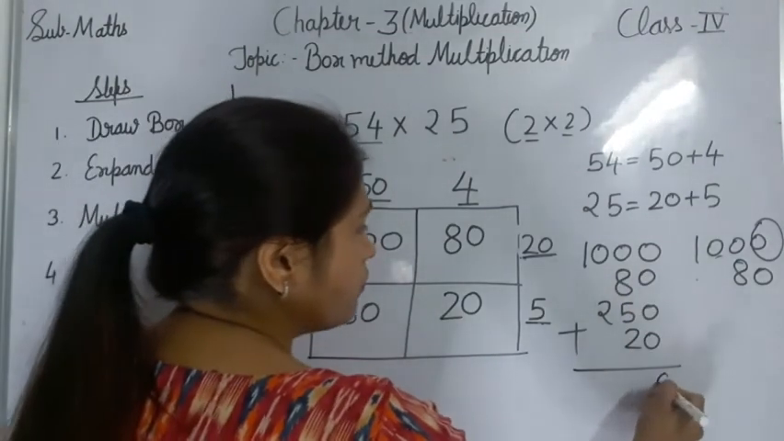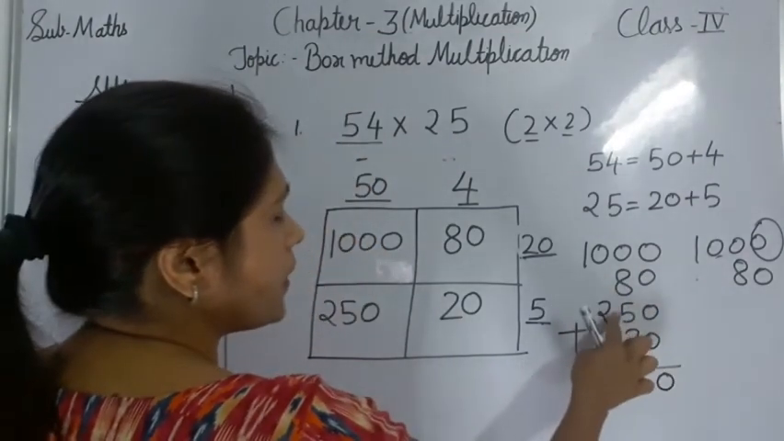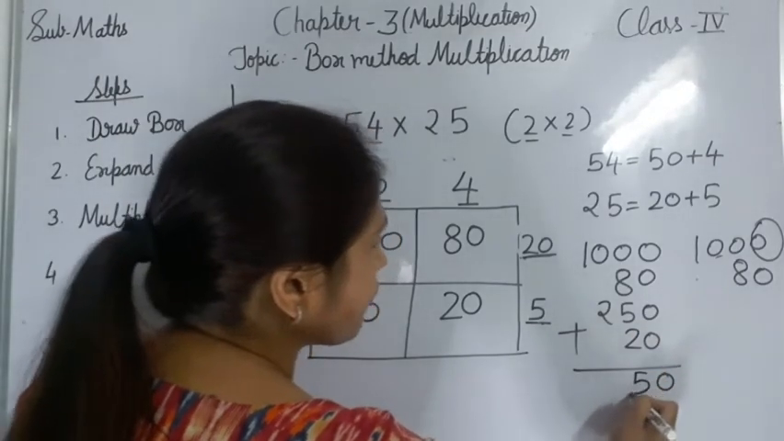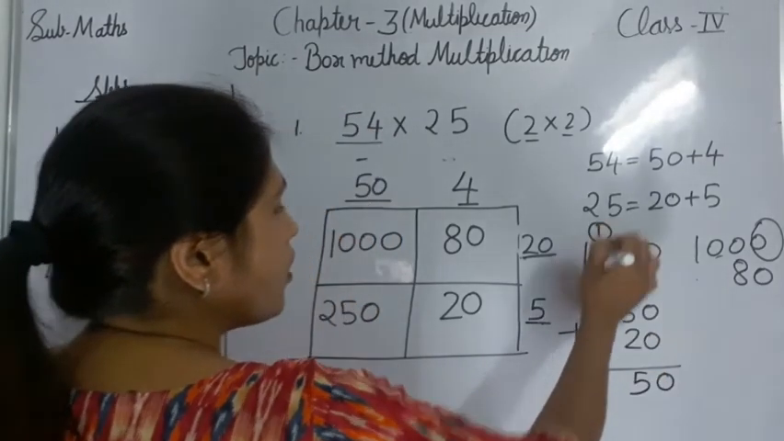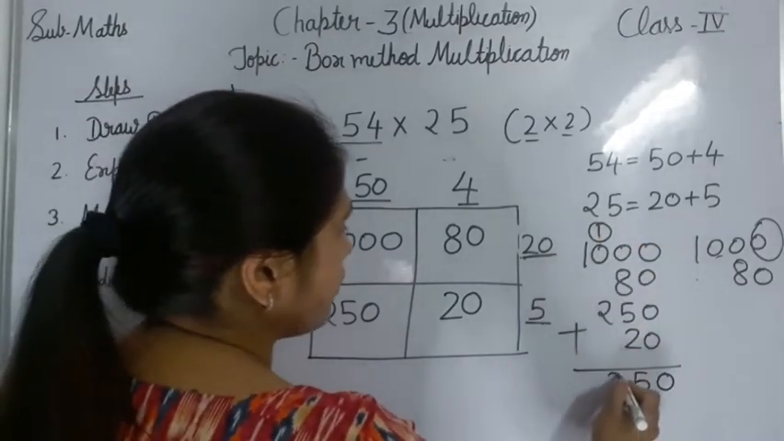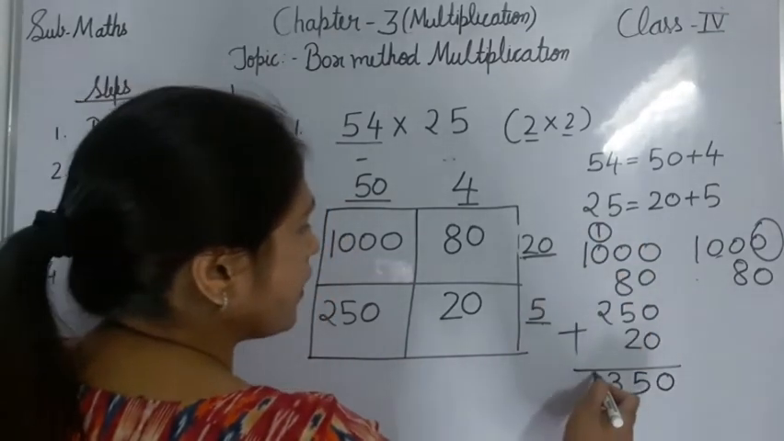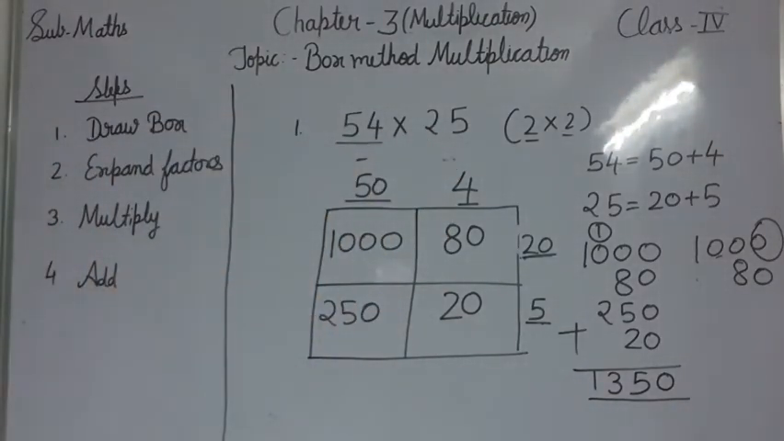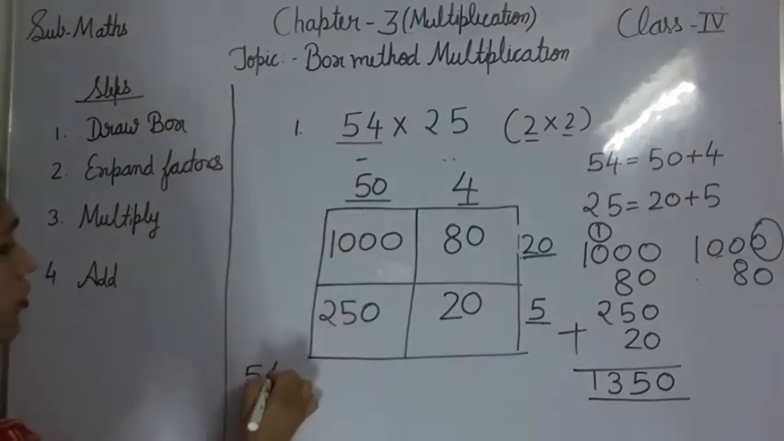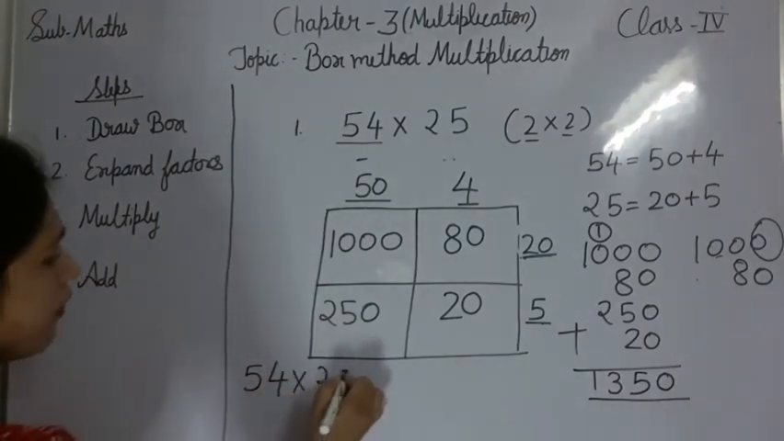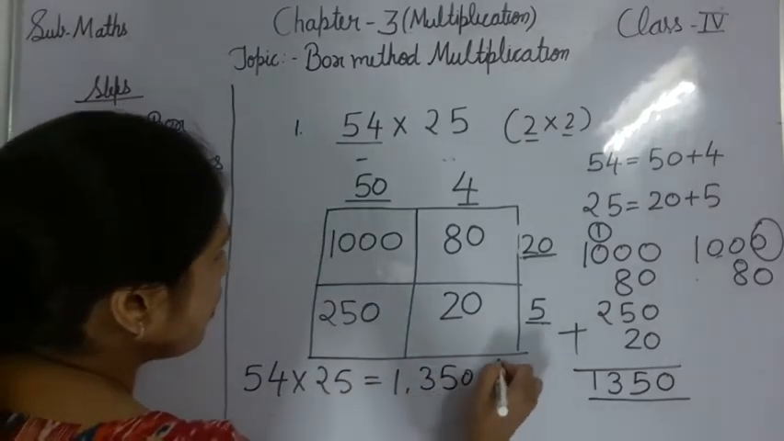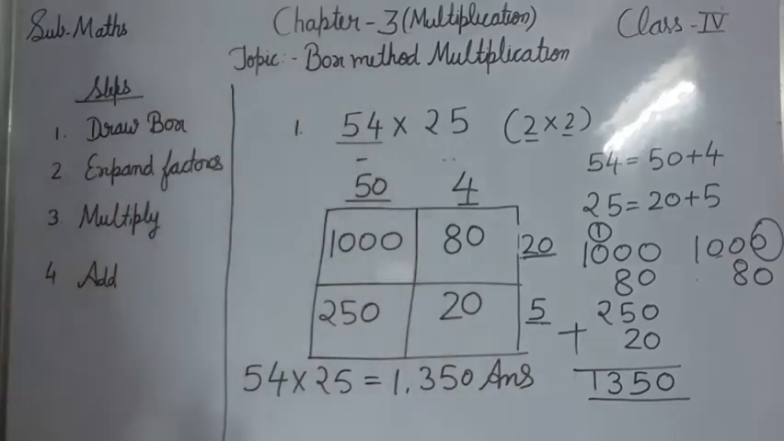Now let's start adding. 0, 0, 0. 8 plus 5 plus 2, you will get 15. 1 will carry forward. 2 and 1 makes 3. And 1 is single here, so 1 will come as it is. So what is the answer? 1350. So 54 multiplied by 25 equals 1350 is the answer. Clear?